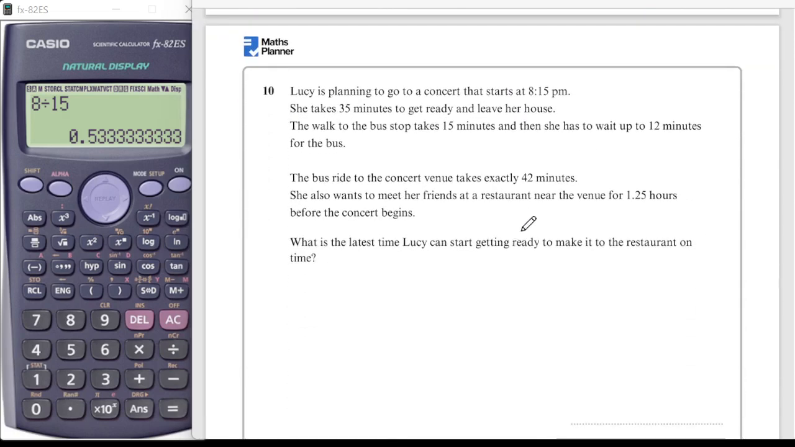Right, question 1. Lucy is planning to go to a concert that starts at 8:15. She takes 35 minutes to get ready and leave her house. The walk to the bus stop takes 15 minutes, and then she has to wait up to 12 minutes for a bus. The bus ride to the concert takes exactly 42 minutes. She also wants to meet her friend at a restaurant near the venue for 1 hour and 1.25 hours before the concert. What is the latest time Lucy can start getting ready to make it to the restaurant on time?